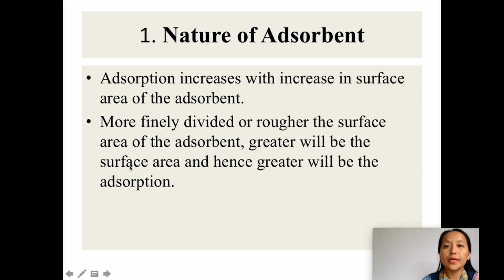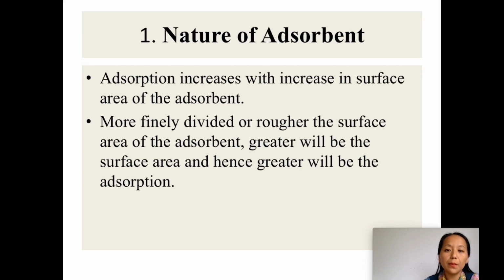The first one, that is the nature of the adsorbent. Now here, whenever we talk about the nature of the adsorbent, you must think about the surface area available for adsorption to occur. Now, if there is more surface area, more adsorption can take place. If the surface area is less, then the adsorption will also be less.